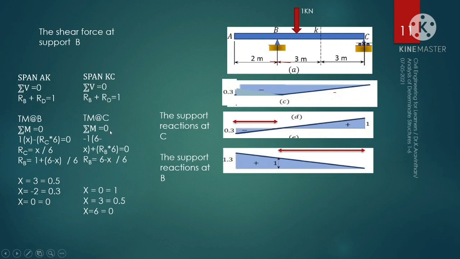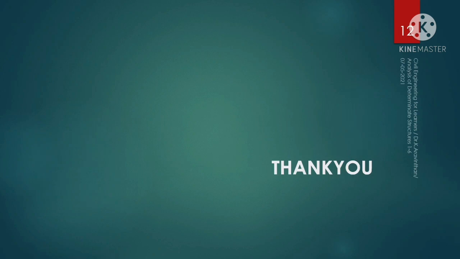So this is a simple way of understanding the influence line analysis. The thing is, you will be using equation of statics alone. You will be using sum of V equal to 0 and sum of M equal to 0. Why the problem is very lengthy? Because you will be providing the unit load at each and every point.